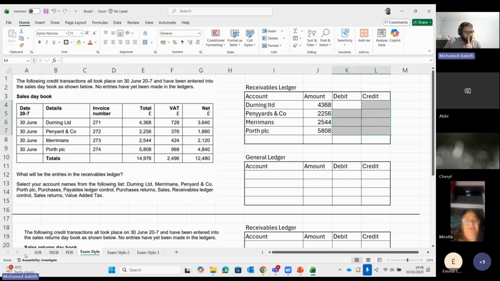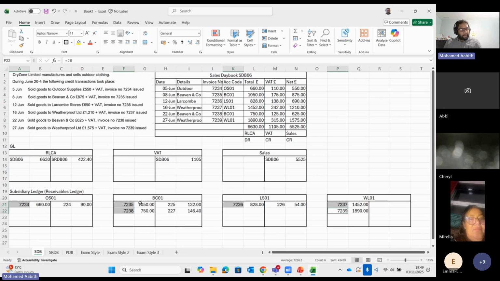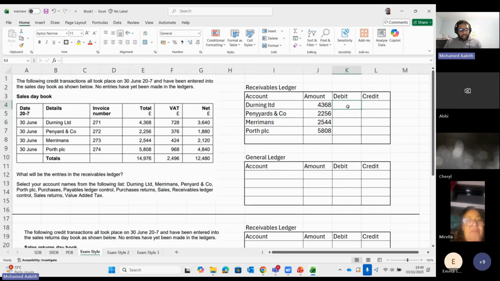So you remember when I explained to you earlier, it is the same side as you did your receivable ledger control account. In this scenario, this is a sales daybook. So all of those entries will be into their subsidiary account on the debit side. So if you notice here, can you see all of these are subsidiary entries into the debit side for these 6 transactions. Can you see here? Debit, debit, debit, debit, debit, debit. So here the answer for this exam question is all debits.